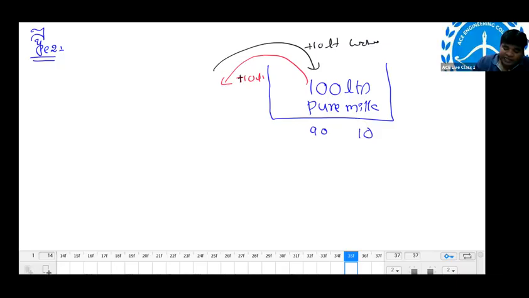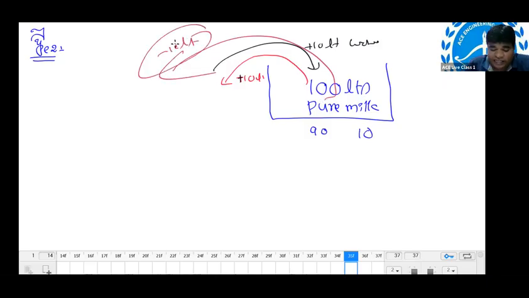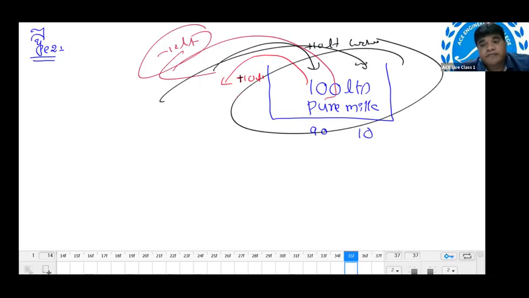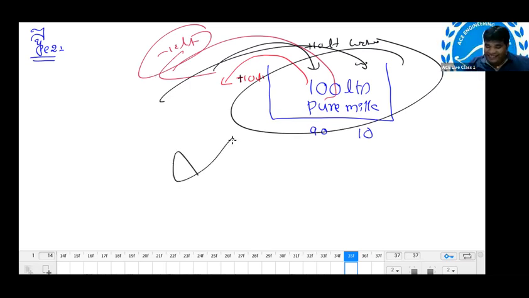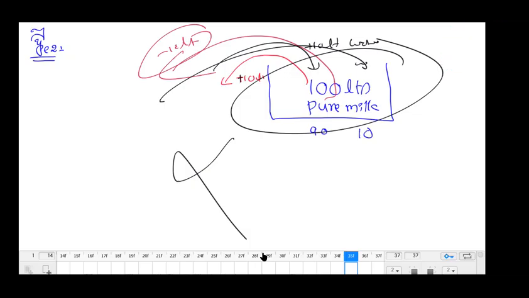Next, a second time I remove 10 liters of the quantity, then immediately 10 liters of water is added. So what is the container quantity? Same quantity, sir. But in that 100, what is the pure quantity of milk now? 80, sir. Wrong, Girija. Okay, that is our concept actually.